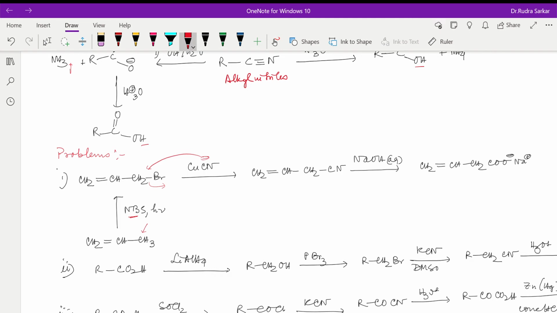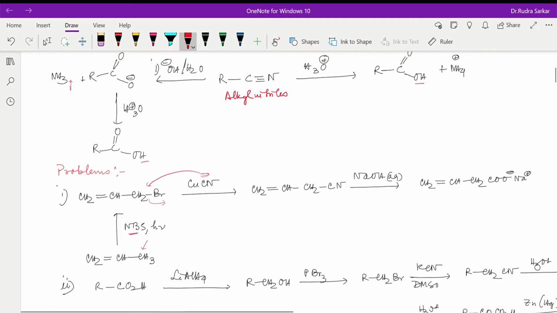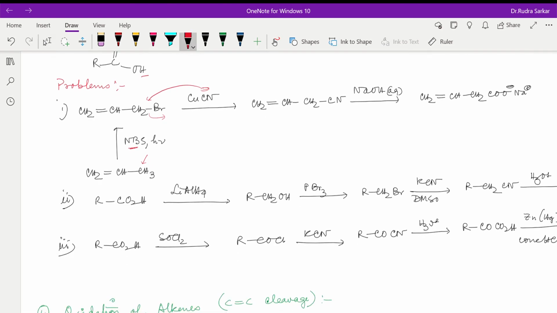which again under aqueous alkali medium can be hydrolyzed and the carboxylate ion can be produced. Herein, lithium aluminum hydride is treated with the acid, so it will undergo reduction, and on reduction it forms the alcohol, which under the influence of PBr3 will replace the OH, and a Br will come in place of OH.